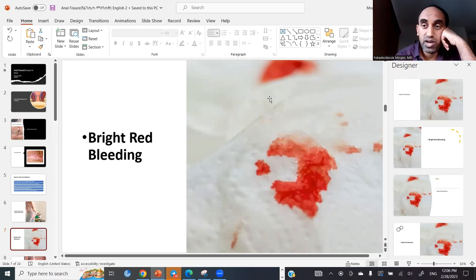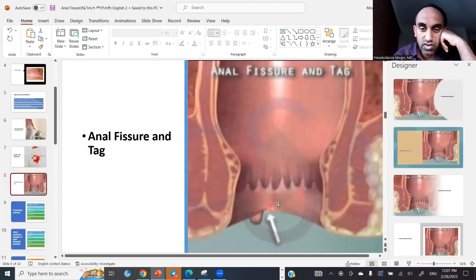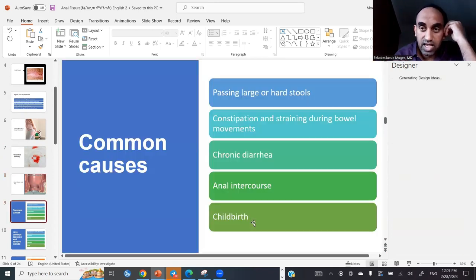But it is not a major bleeding. It's not a massive bleeding. It's some small bleeding, but it is bright red. Okay, so anal fissure, you can see the fissure here. And you can see the skin tag. You see, there is a skin tag. There is a fissure here. There is a skin tag which is hanging externally outside of the anal canal.